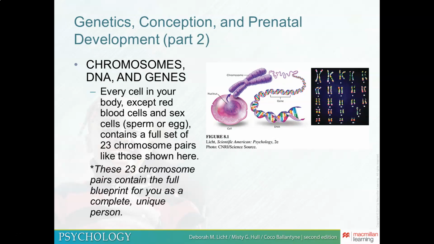So basically, the important thing to think about in this slide is that each cell in your body contains a full set of 23 chromosome pairs, by the way, so that ends up being 46 total chromosomes. I put a note down here that the 23 chromosome pairs contain the full blueprint for you as a complete, unique person.